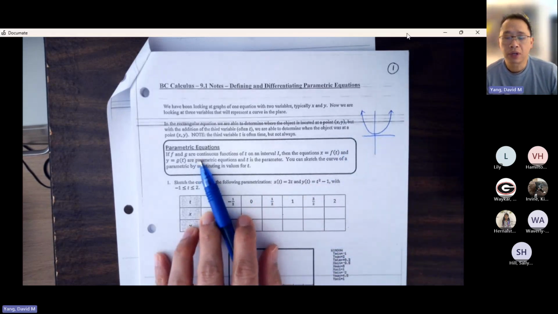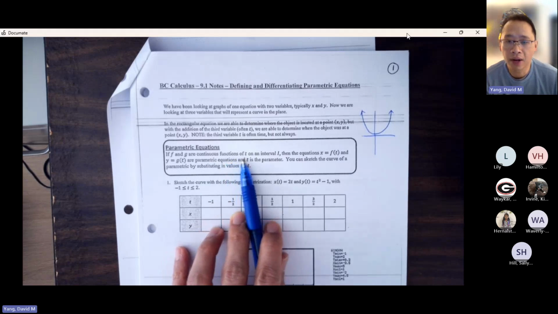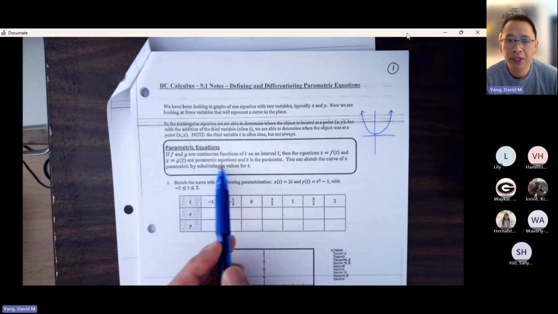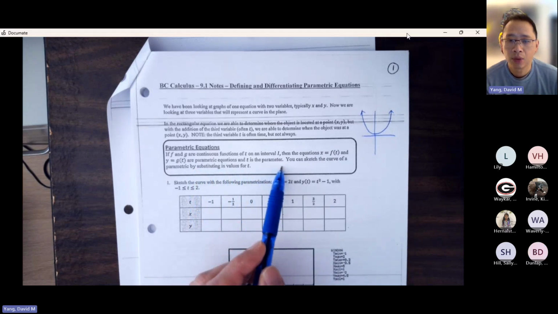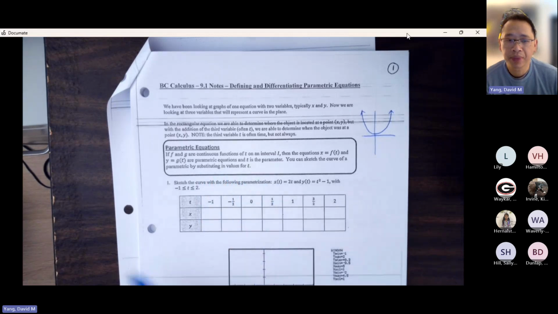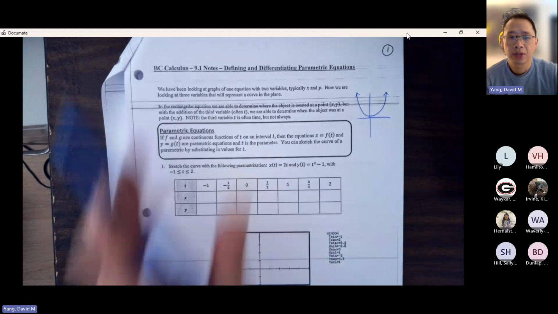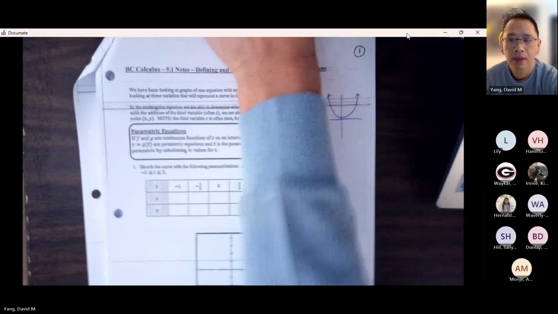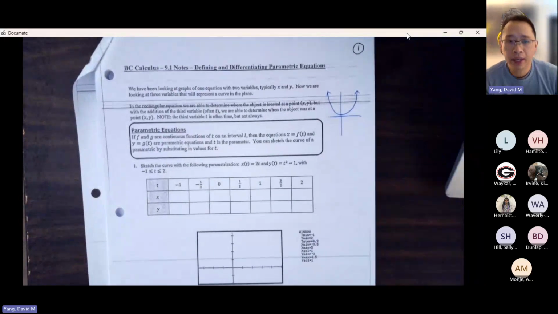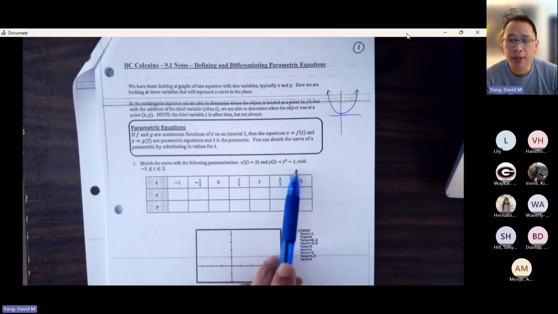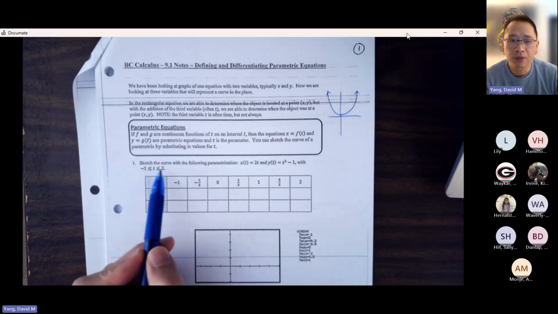Okay, so if f and g are continuous functions of t on an interval I, then the equations x equals f of t and y equals g of t are parametric equations, and t is the parameter. We can sketch the curve of a parametric equation by substituting in values for t. So number one, sketch the curve with the following parametrization: x equals 2t and y equals t squared minus 1, with t between -1 and 2.